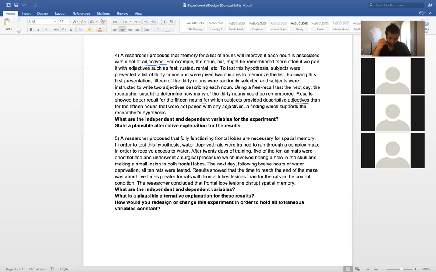So the independent variable is going to be the associative or non-associative adjectives, right? Because they want to pair with adjectives, so they want to see if they can remember it better if they're associated or if they're not associated with adjectives. So that's going to be our independent variable. This is something that we are changing, right? And our dependent variable is going to be the number of nouns that is recalled, right? So that's going to be our dependent variable.